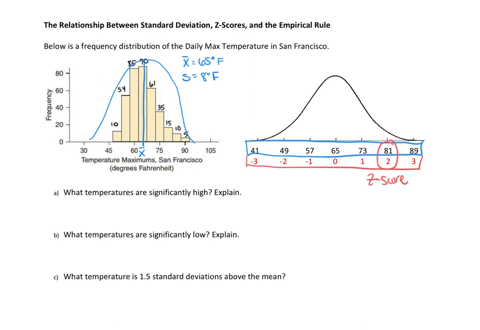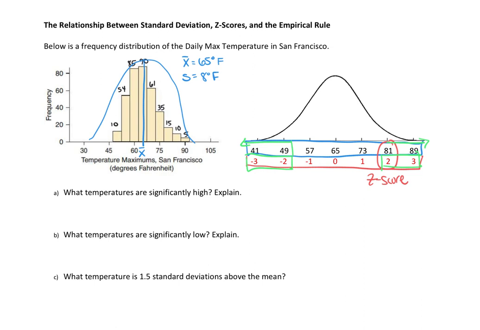Okay, so now let's use the empirical rule. And remember, the empirical rule says that values that are 2 or more standard deviations away from the mean, which I boxed in green, so it could be above the mean or below the mean. So that means temperatures that are less than 49 degrees and temperatures that are greater than 81 degrees are going to be our significantly high and low values. So in question A, what temperatures are significantly high?